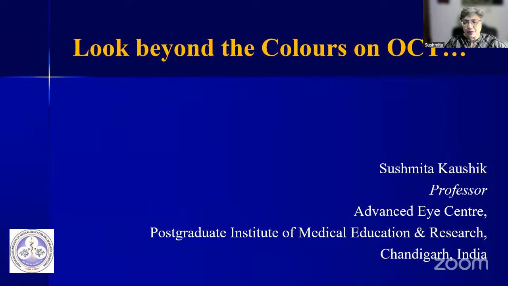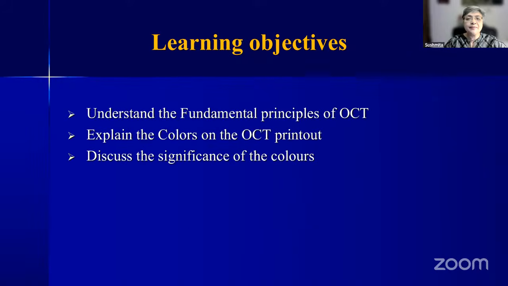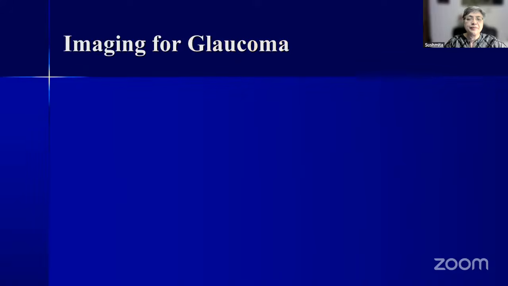So I thought it's important for us to take stock of what these colors are and whether to interpret them as glaucoma or normal, or actually see the OCT for what it is telling us. So the learning objectives in the next couple of minutes would be to understand the fundamental principles of the OCT, to explain the colors on the OCT printout, and then possibly also discuss the significance.